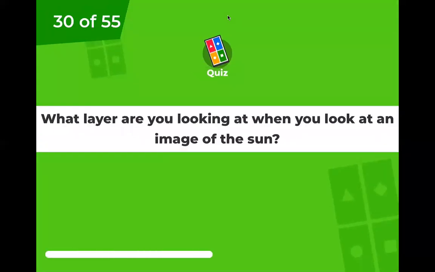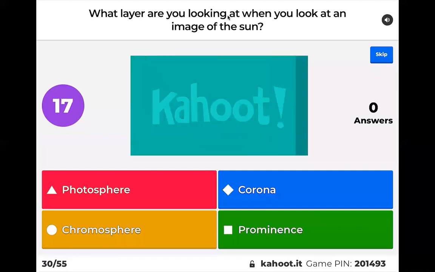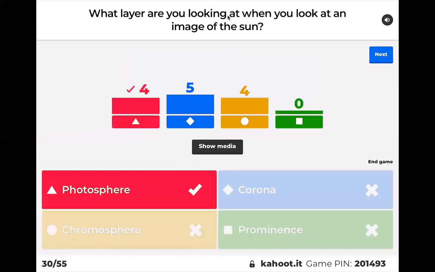What layer are you looking at when you look at an image of the sun? Is it the photosphere, chromosphere, corona, or prominence? Again, the part that we see of the sun, that our eyes can see. Yes, it's the photosphere.